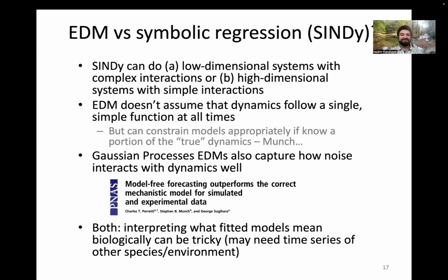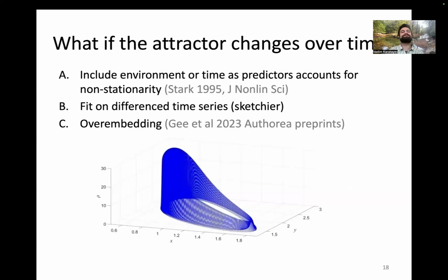And with both of them, I think the limitation is that these are partly black box models. So you are losing something a little bit, which is that biologically interpreting them can be a little bit tricky, especially if you just have one time series. If you have multiple time series, that can help you parse things apart.